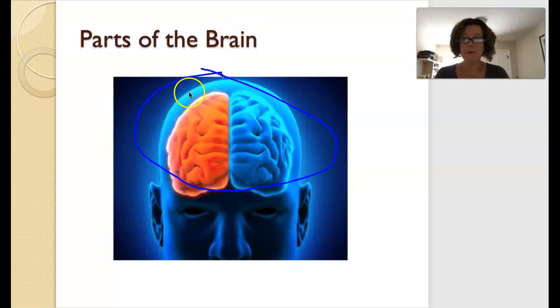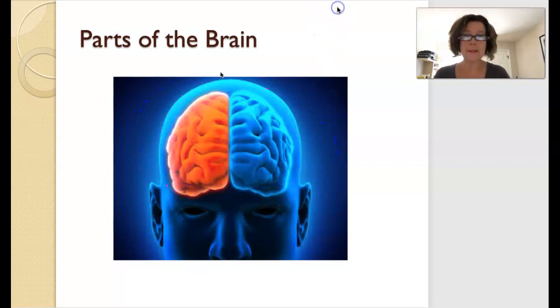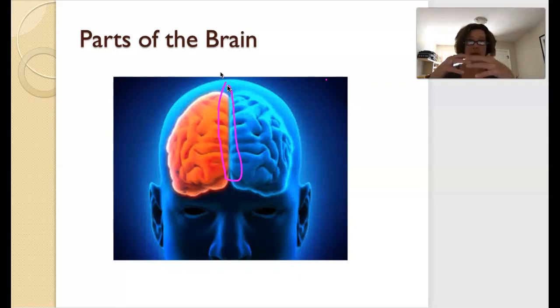You also have the right and left hemisphere, right? So the right and left hemisphere, and we're going to talk a little bit more about that. And there's a chasm in the middle. I'm actually going to erase. There's this chasm in the middle. Sorry. But it's connected. The two parts are connected. The neurons fire across the chasm. Okay, I'm going to click back here.